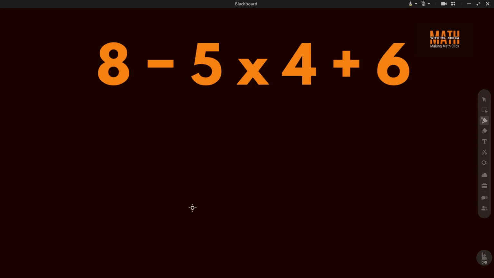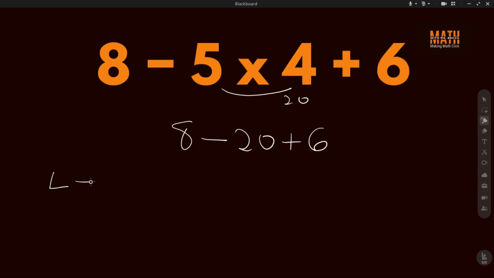Now, what is the right way to solve this? The right way is to use the PEMDAS. So we multiply first. So we have 8 minus 5 times 4 is 20. So this gives 8 minus 20, then plus 6. Now we have subtraction and addition. So we move from left to right, so that we have 8 minus 20 gives negative 12, then negative 12 plus 6 gives negative 6. And this is the right way to solve it.